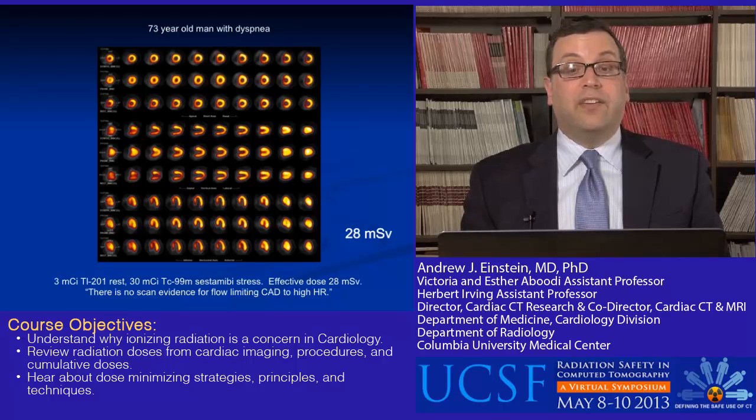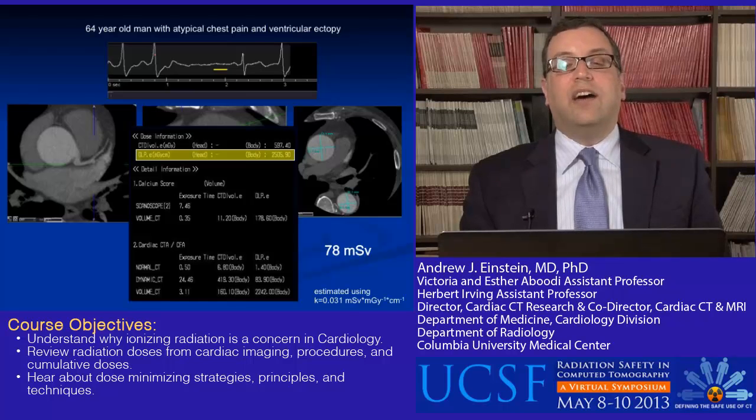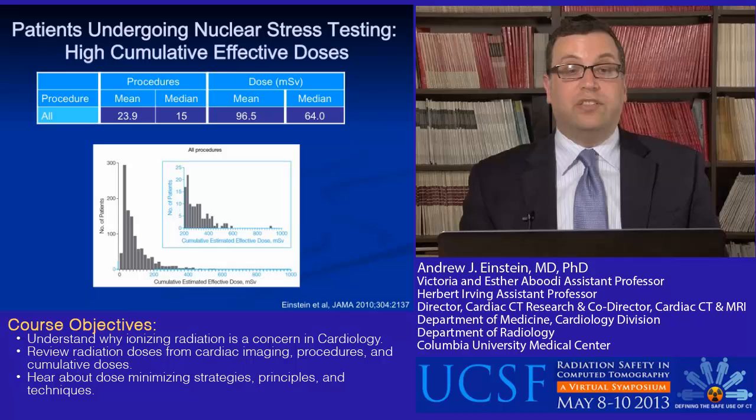In computed tomography, in a worst case scenario, it can be even worse. Here's an example of a patient who received a dose length product of 2,500, which would translate to an effective dose of 78 millisieverts from a single study. This patient had atypical chest pain and ventricular ectopy, and because of this ectopy, the X-ray tube on the CT scanner was left on by the scanner for an extended period of time, resulting in a high radiation dose. These may represent worst-case scenarios, but some of our patients at least receive very high radiation doses.